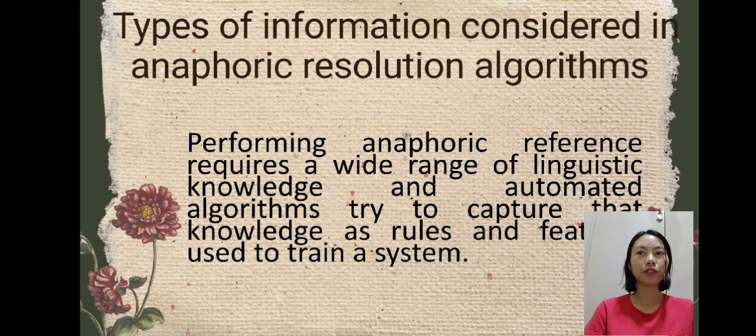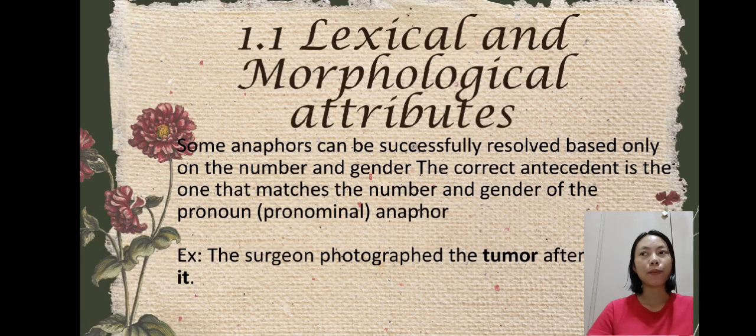So now, let us move on to the types of information considered in anaphoric resolution algorithms. Performing anaphoric reference requires a wide range of linguistic knowledge, and automated algorithms try to capture that knowledge as rules and features used to train a system. So, one type of information considered in anaphoric resolution algorithms is the lexical and morphological attributes. So, what are lexical and morphological attributes?